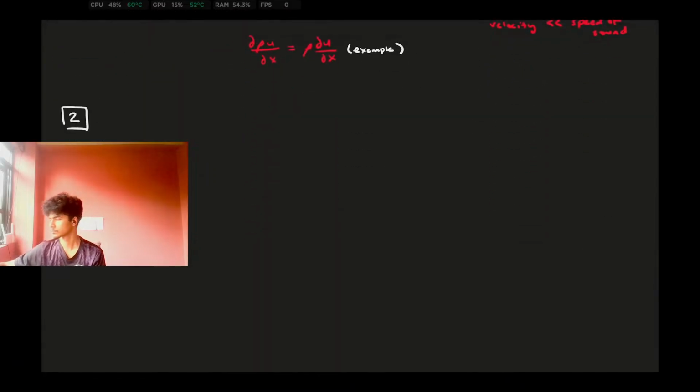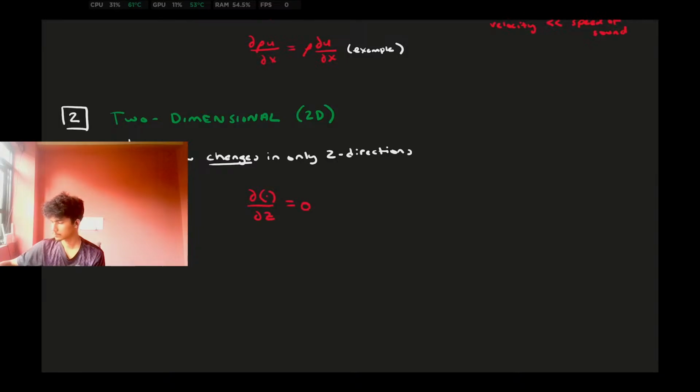Next, we have the two-dimensional assumption. Physically, this assumption means the flow changes only in two directions, and functionally that means derivatives with respect to that third dimension are inherently zero. It's very common that the third dimension is z, so usually it's safe to assume unless told otherwise.